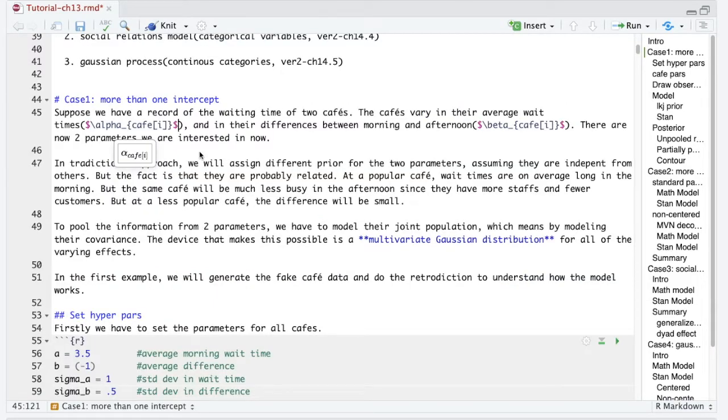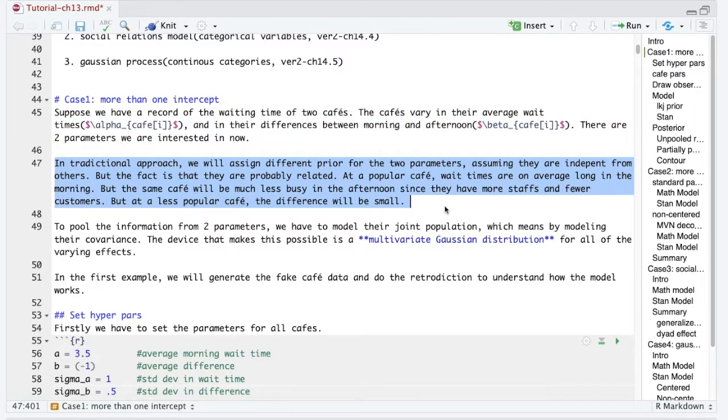I know it's very hard to imagine in what kind of situation we will have more than one parameter under one group. Let's say we want to analyze the waiting time of 2 different cafes. You elite students must know that a cafe has peak time in the morning and non-peak time after. So we record the waiting time in the morning and afternoon as well. In this situation, we have 2 groups, that's the 2 different cafes, and we also have 2 intercepts in these 2 groups, meaning the waiting time in the morning and the waiting time in the afternoon.